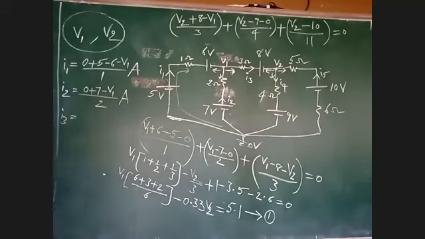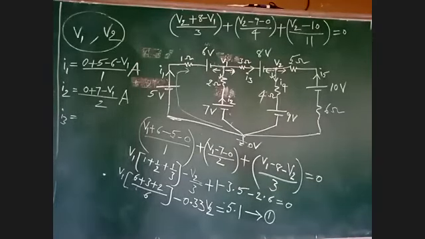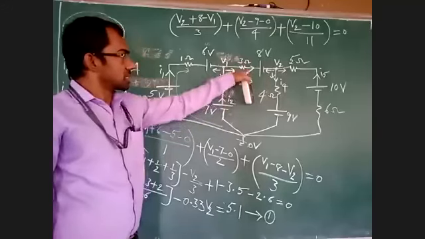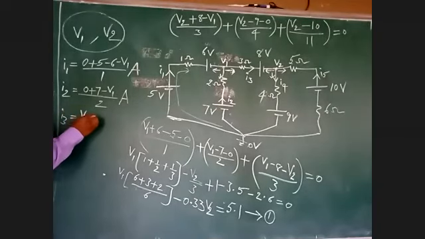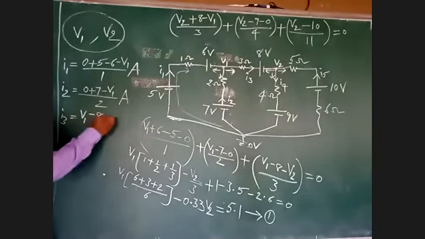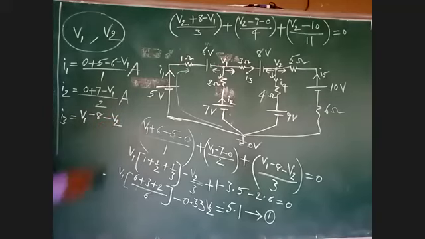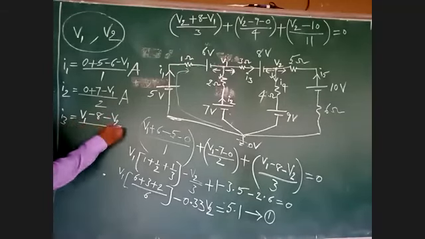Now tell me I3. See the actual direction of current for I3. How is it flowing? V1 to V2. We have to consider this direction for I3. V1 is at higher potential: V1 minus 8. V2 is at lower potential, that's why minus V2. Divided by 3. This is your I3.